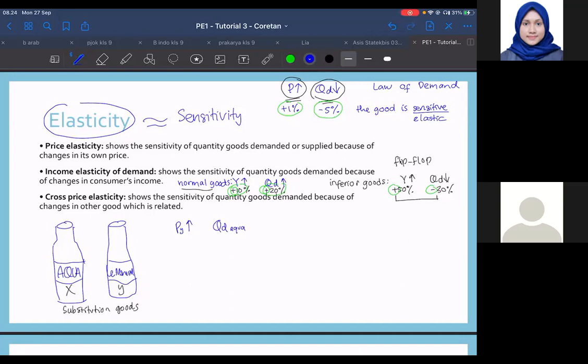Anyone could guess? If the price of Le Mineral increases, then people will not buy Le Mineral anymore. They will move to Aqua, right? Some of them will move to Aqua. So the quantity demanded of Aqua will increase, right? That is for substitution goods.